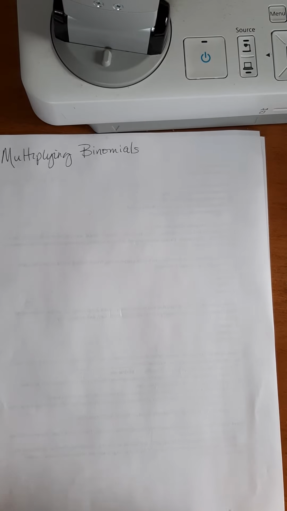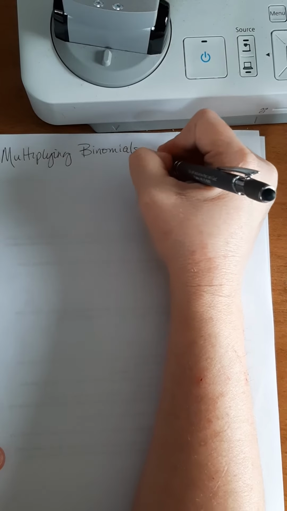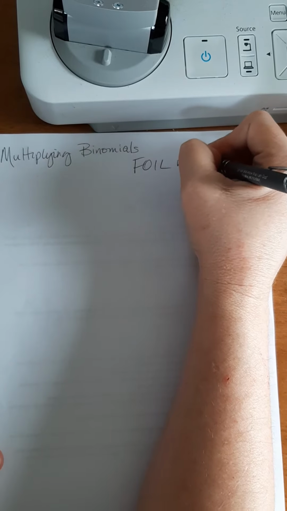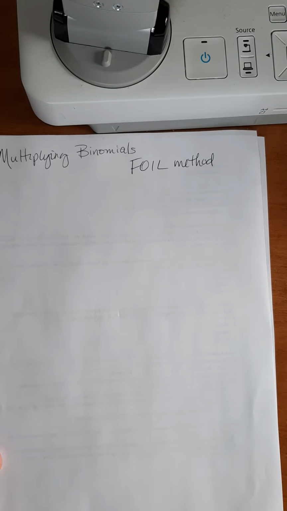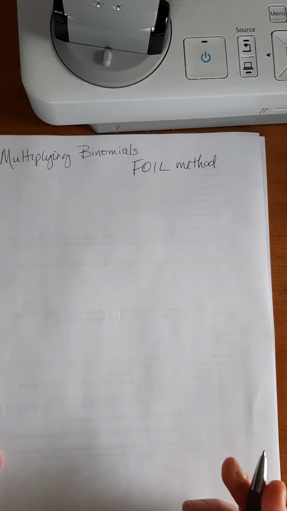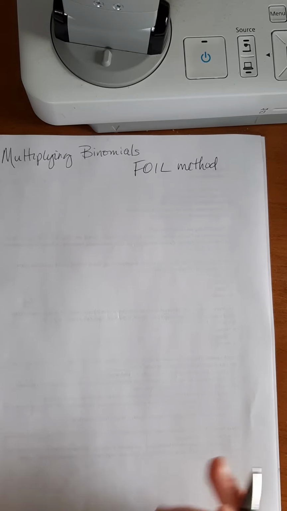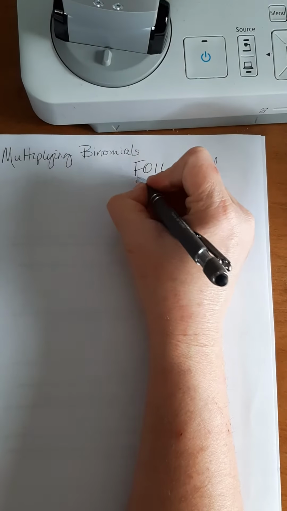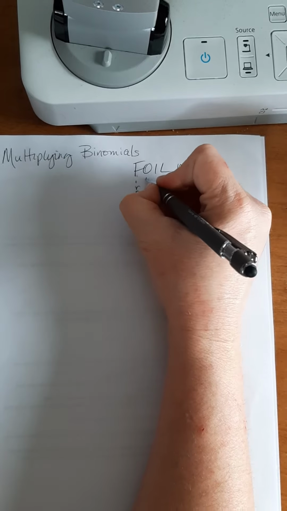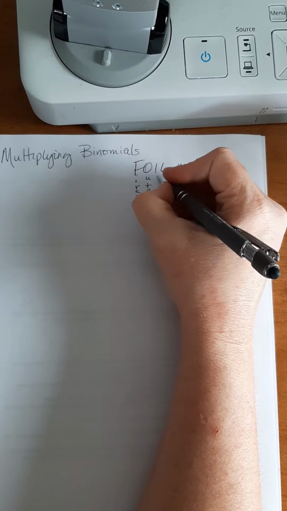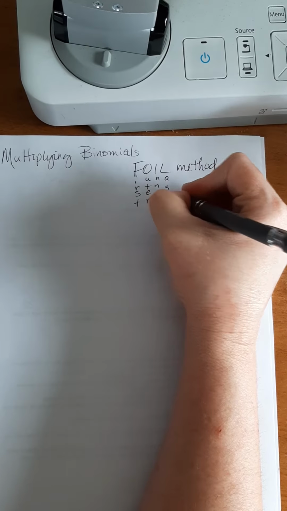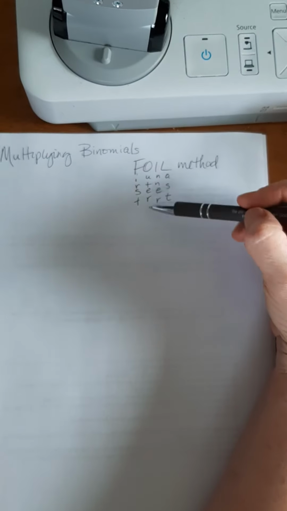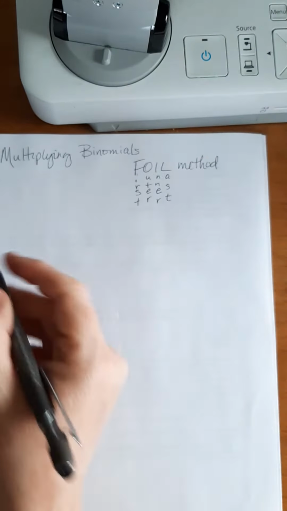Multiplying binomials, aka the FOIL method. Now, you don't have to do it by this method because basically you're just distributing twice. But if you do it by this exact method, it lets you not skip over terms, and it just kind of gives you a pattern for those that like a pattern. And it stands for first, outer, inner, last.